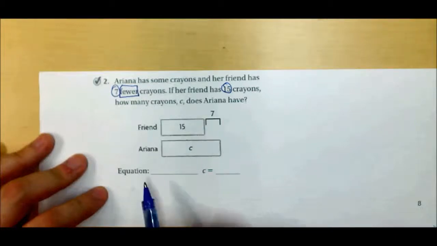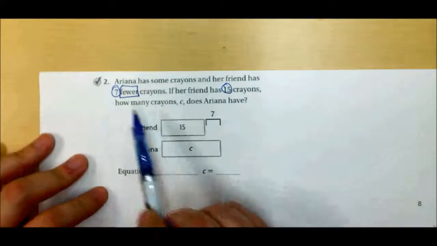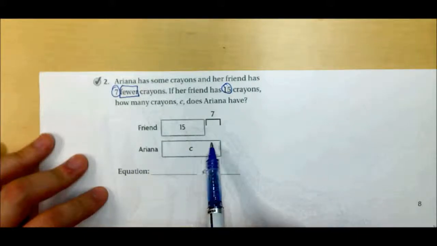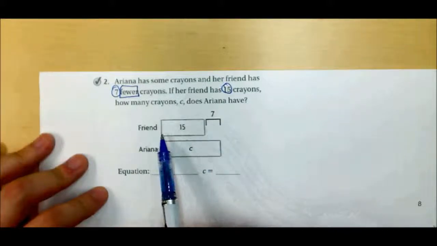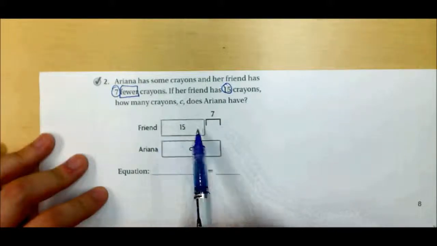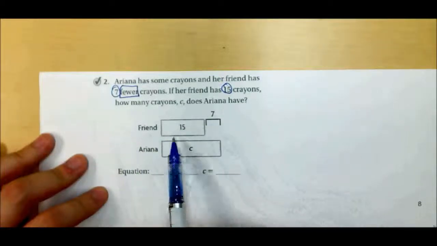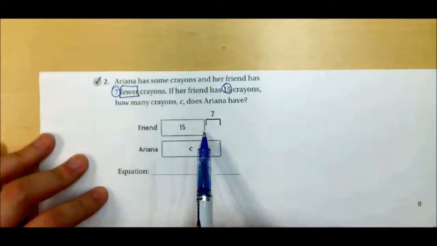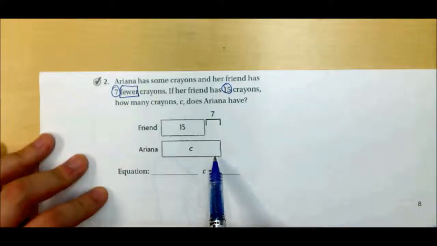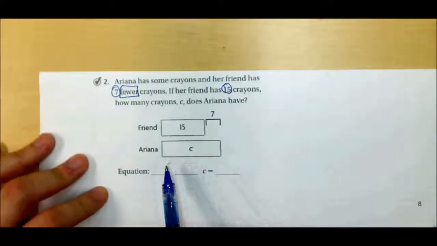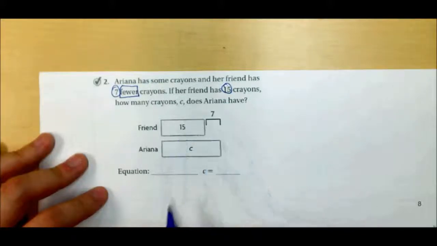So we don't know how many crayons Ariana has. So that is C. And we know her friend has 7 fewer than Ariana. So we have this blank here. And her friend has 15. We know that her friend has 15, and it's 7 less than Ariana. So these are crayons, and Ariana has this much more. So this is a variable that we need to figure out. So first we're going to make an equation. Well, I can make an equation exactly like I did the last one. 15 plus 7 equals C.